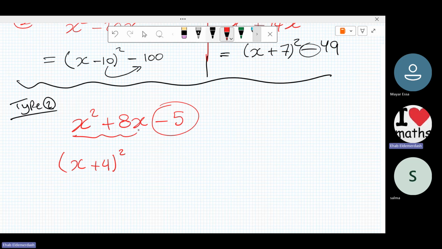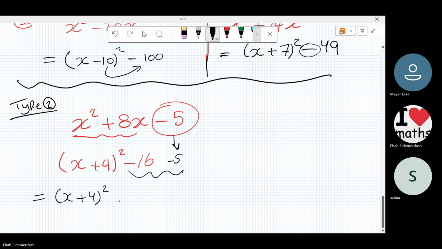So x squared plus 8x will make it x plus 4 all power 2 minus 16. But there is here another part which is the -5. I will just keep it here. And at the moment, I will do one extra step to simplify. Am I clear?